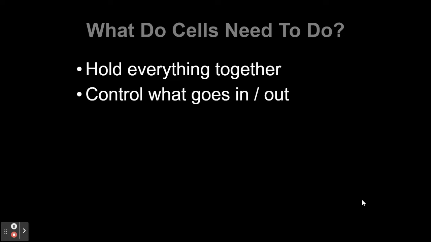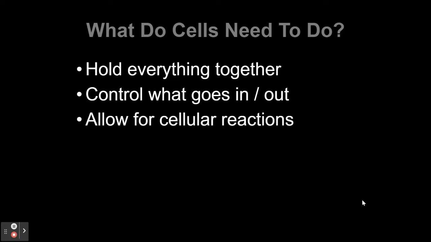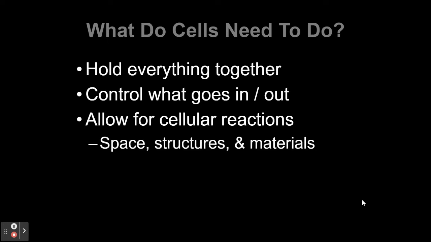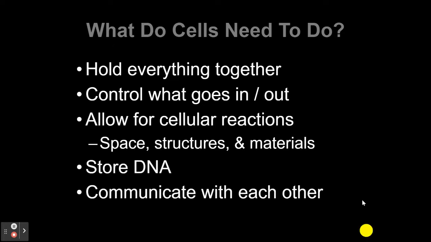All cells need to do a number of things. Number one, hold everything together. Number two, control what goes in and out. They need to allow for cellular reactions. So that means they have to have the space, the structures, and the materials to be able to do that. They need to be able to store DNA. And especially in the case of multicellular organisms, the cells have to be able to communicate with each other.